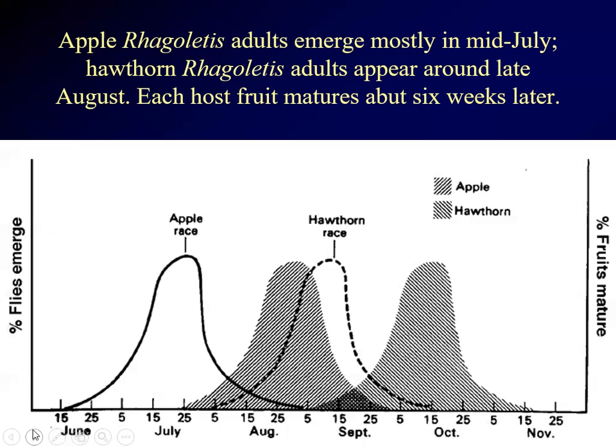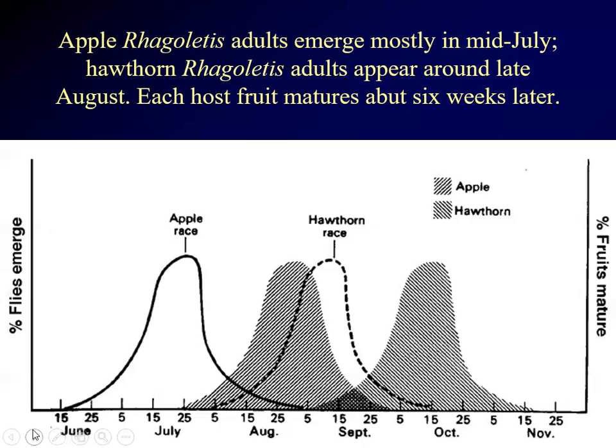The apple Rhagoletis adults emerge early in sync with when their food source, the apples, are going to be ready. And the hawthorns emerge late in sync with when the hawthorn fruits are going to be ready. And you'll note there's very little overlap. There's only a little time in mid-August when both apple and hawthorn flies would be emerging. And few of those are emerging at the same time. Most apple flies are never going to see a hawthorn fly.